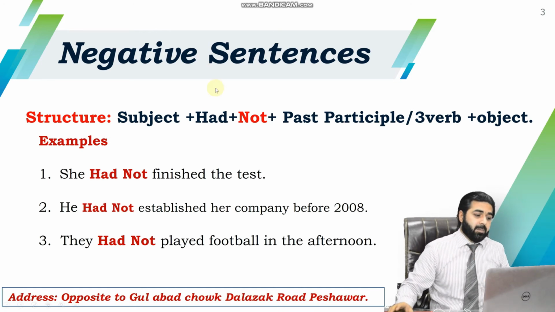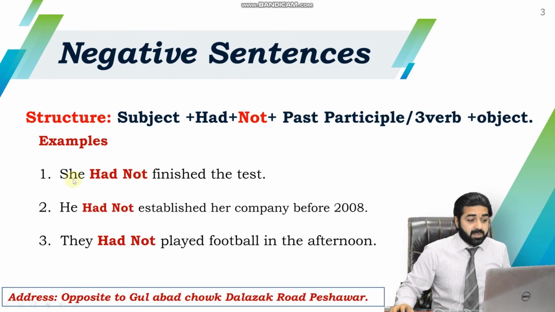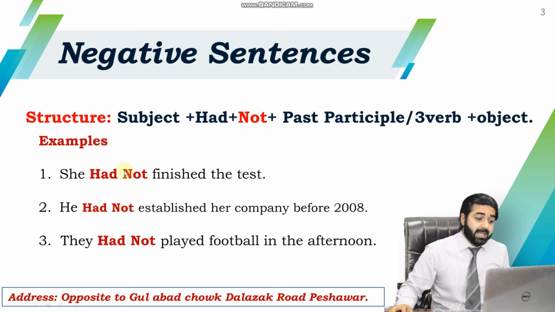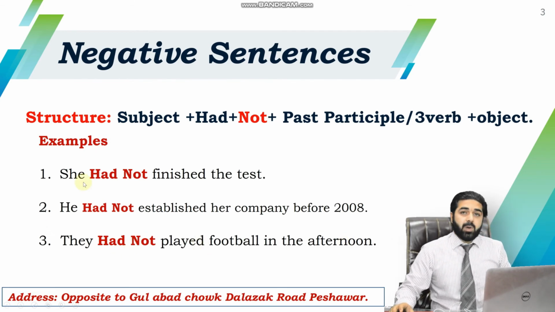How? I will give you example. She had not finished the test. So here we have subject she, then had, then not, then finished. So this not comes between had and the third form of verb, as I have explained. मैंने आपको बताया थर्ड फॉर्म ऑफ वर्ब और हेड के दरमियान not हम लगाएंगे, so the sentence will change to what? Negative. Next one, he had not established her company before 2008 and they had not played football in afternoon. These are what? Negative sentences.